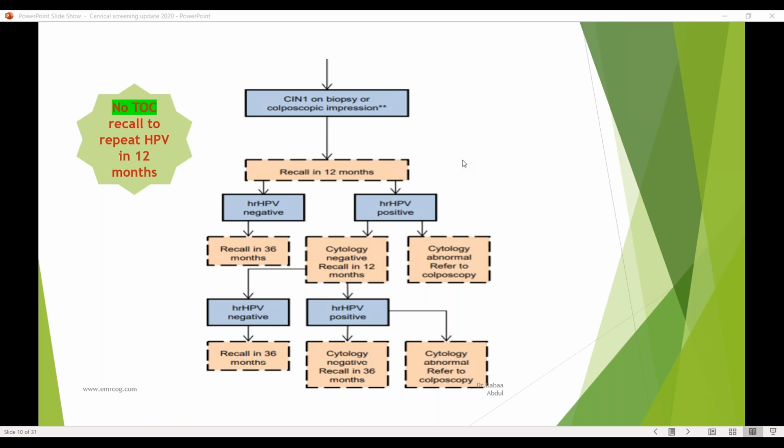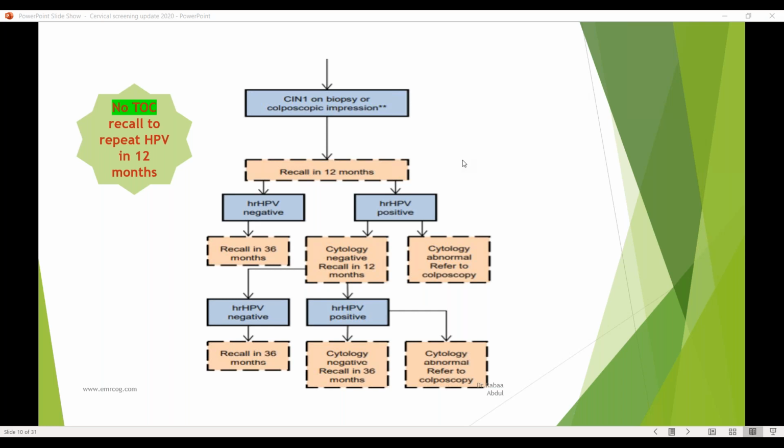Second chance here? Yes, second chance here. She had a CIN1 diagnosis? Yes. She has been given 12 months recall? Yes. HPV came positive? Yes. Second chance if her cytology is negative? Yes. Okay, so HPV positive, I will look to the cytology. Cytology came negative. I will give her my second chance of the 12 months recall.